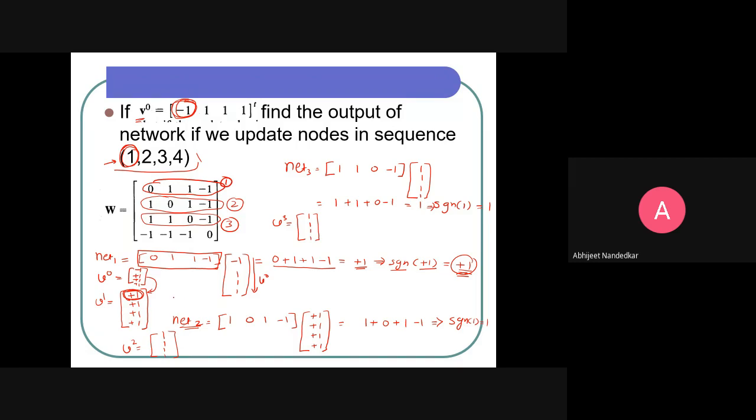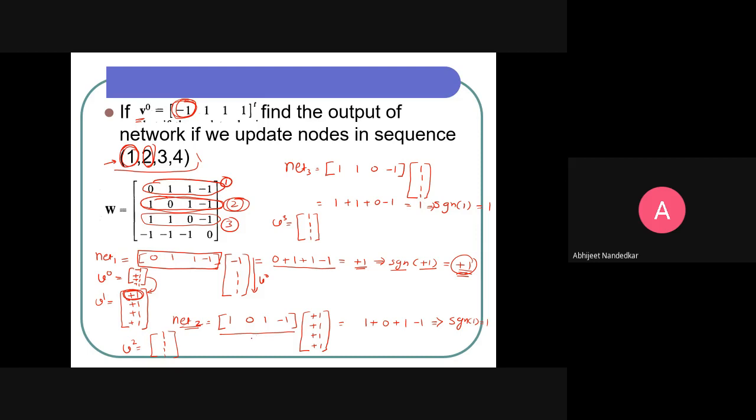Now what is to be done? This is my output due to flipping of the first position. Now I allow the second position to flip. If required, it will flip. So what I do is I take this second weight, the second row from this matrix, and I keep it here.